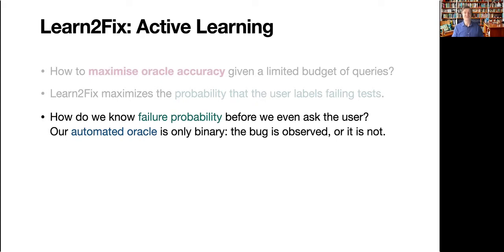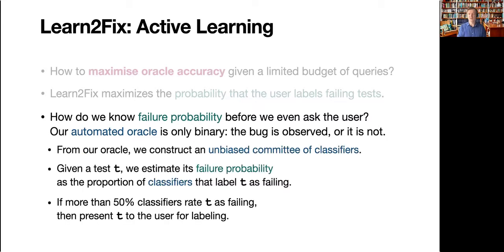So how do we even know this failure probability before we even ask the user? We don't have the label for that test case. We don't know whether it's actually failing. How do we compute the probability? We have an automated oracle that we just learned, but it's only binary. It can only predict whether or not the bug is observed. So what we do is we construct a so-called unbiased committee of classifiers from our oracle. And then we ask this committee to classify a given test case. And the proportion of classifiers that label this test case as failing will become an estimate of the failure probability for that test case. And if more than 50% of the classifiers rate that test case as failing, we just say it's likely failing.